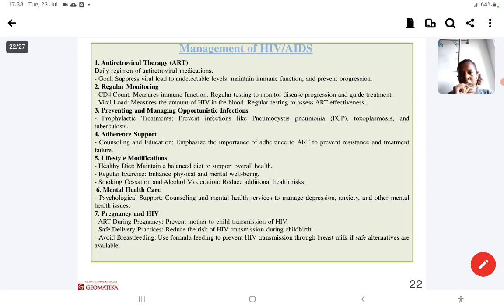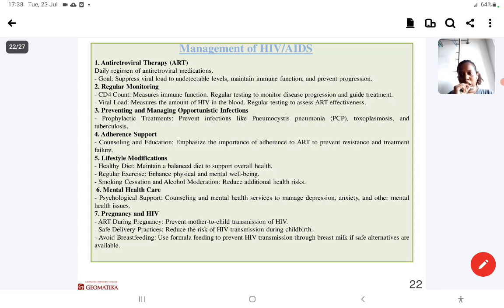So the measurement of immune function, with regular testing, monitors the disease progression and guides treatment. Next one will be preventing and managing opportunistic infection. It's based on prophylactic treatment to prevent infections like tuberculosis. Number four will be adherence support.